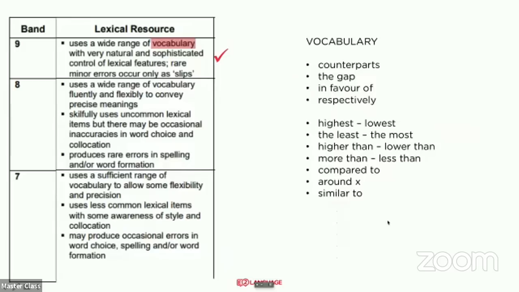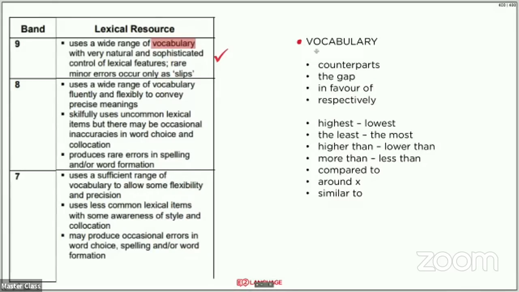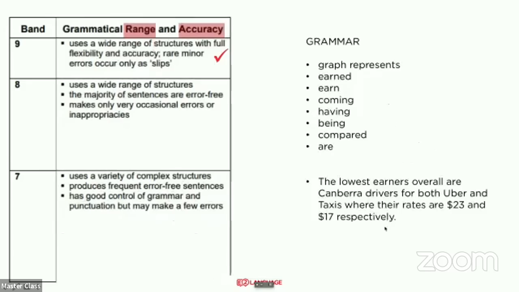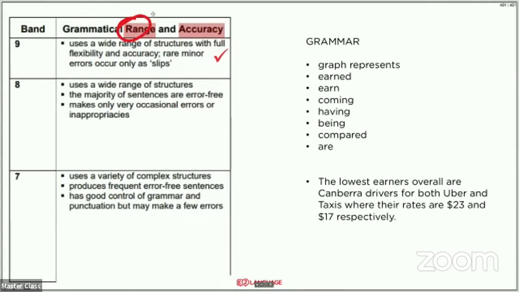You're also marked on what they call lexical resource, which in other words means vocabulary. And these are the words that I used in mine, like counterparts, the gap, in favor of, respectively, highest, lowest, the least, the most, higher than, lower than, more than, less than, compared to, around, and similar to. I think approximately is a better term there, but good vocabulary and a wide range of vocabulary. The last one you're graded on is grammar, and 2 things within grammar, actually. You're graded on range, which means you have a variety of grammar, and you're also graded on accuracy.